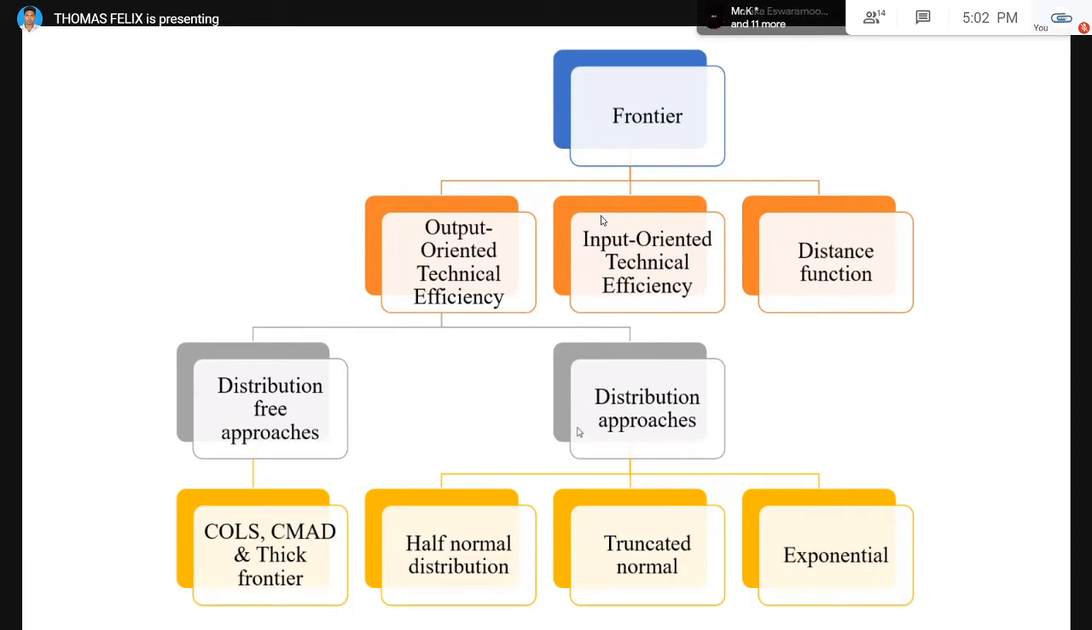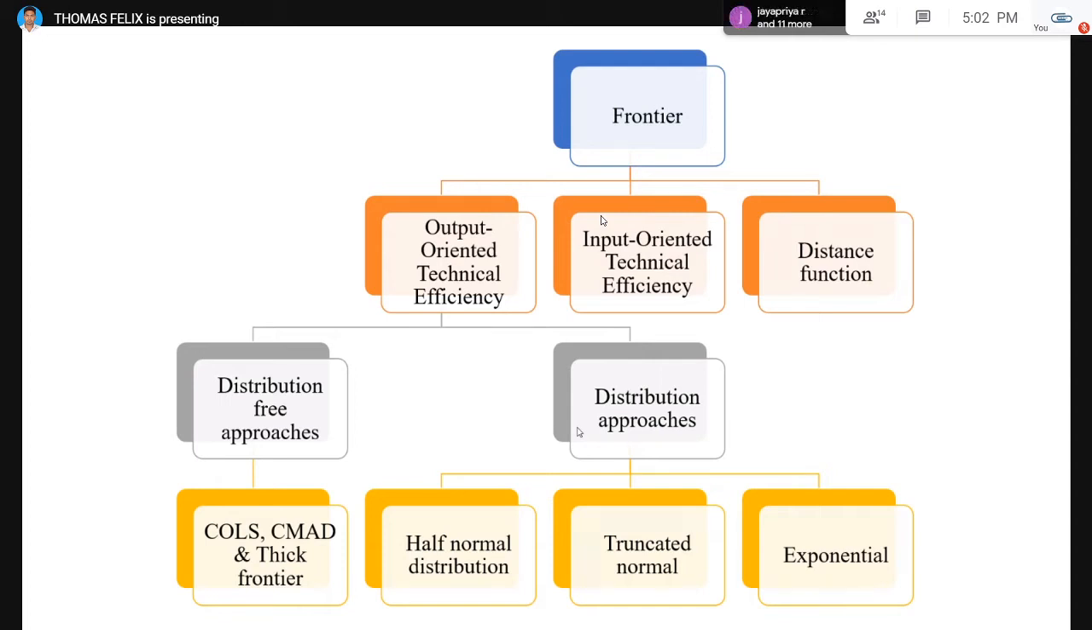Under the distribution free approach, we can derive the technical efficiency using corrected OLS. Another one is mean efficiency, based on which we can calculate the technical efficiency. Another one is thick frontier. Using thick frontier also, we can derive the technical efficiency.